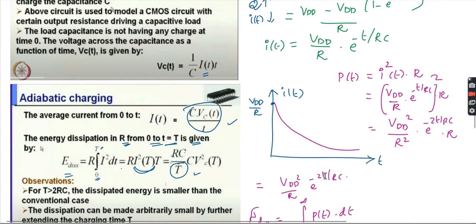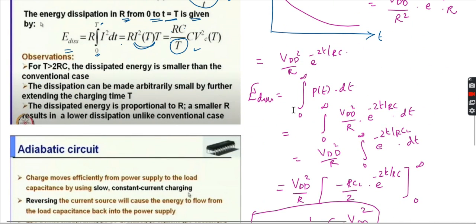Now we have to make an observation here. If this T is equal to RC, then the energy dissipation will be C into Vc square of t, which is the conventional case. If T is equal to RC, then it will be a conventional charging, meaning energy dissipation will be C into Vdd square, where Vc of t is nothing but Vdd. So if T is equal to RC, then it is a conventional charging.